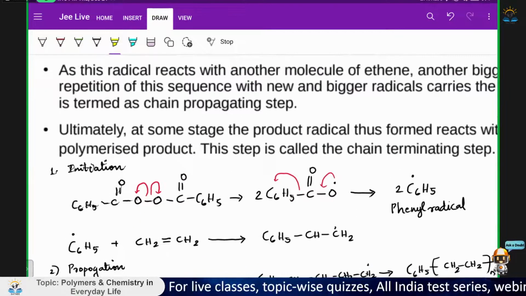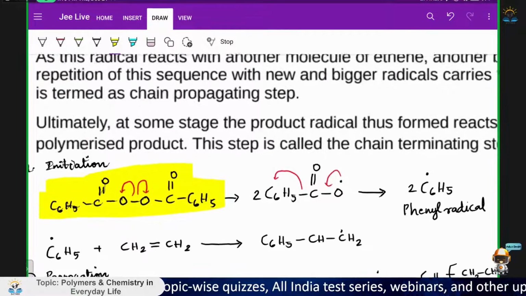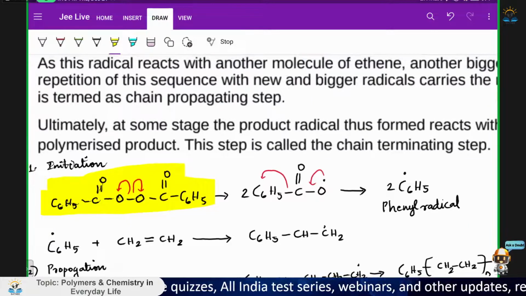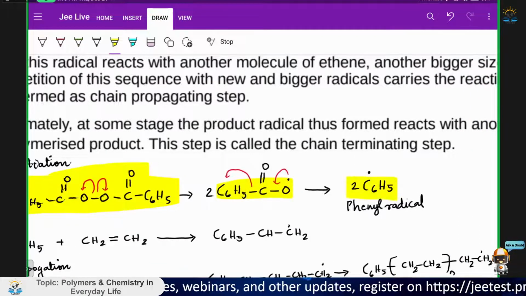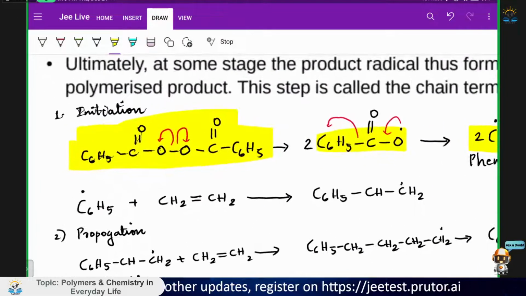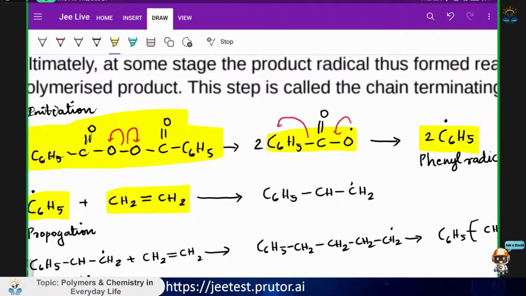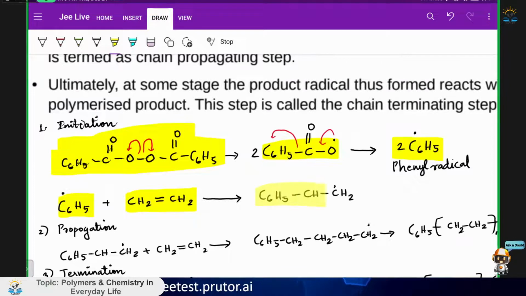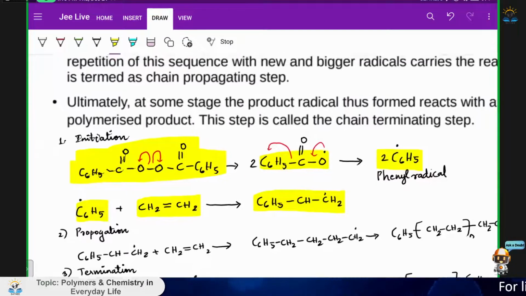We have the benzoyl peroxide molecule here. So the benzoyl peroxide molecule first forms free radicals. We can see the bond splitting here, and we get two phenyl radicals from one benzoyl peroxide molecule. And this phenyl radical will go and react with an alkene, ethene in our case, for synthesizing polythene. And we get this free radical here. So up to this step is known as initiation.